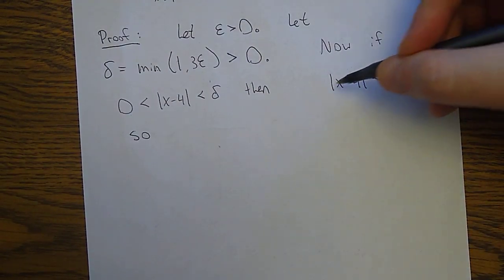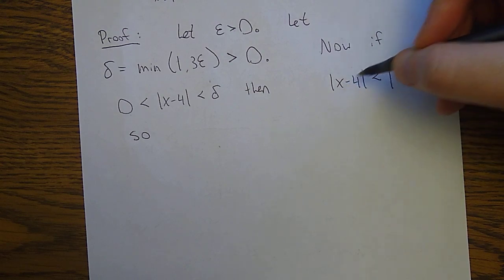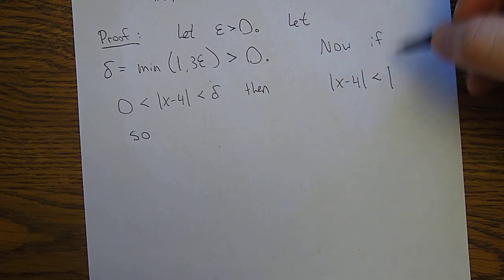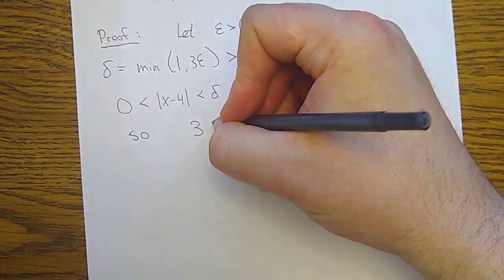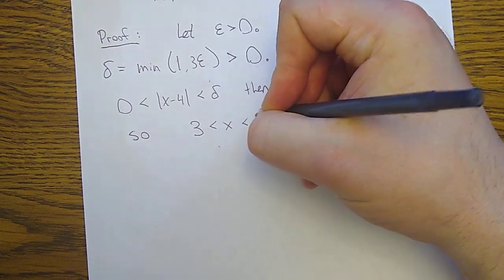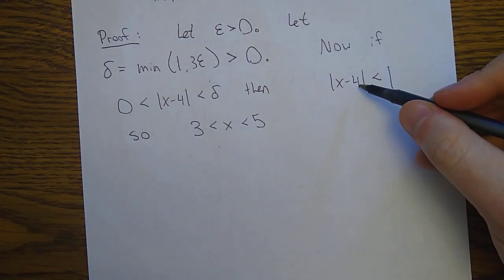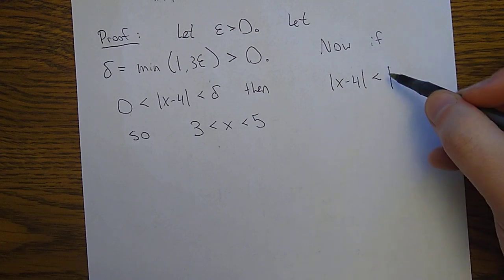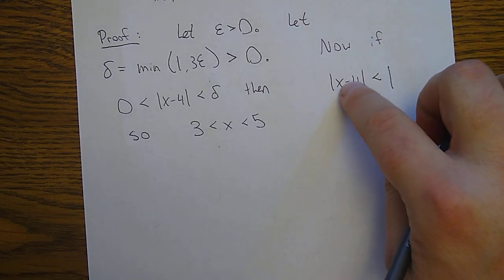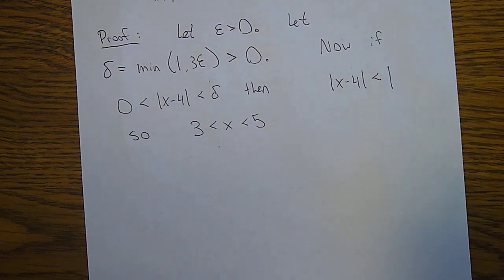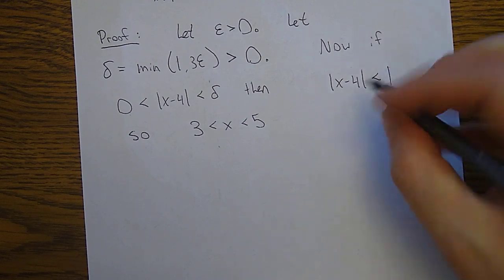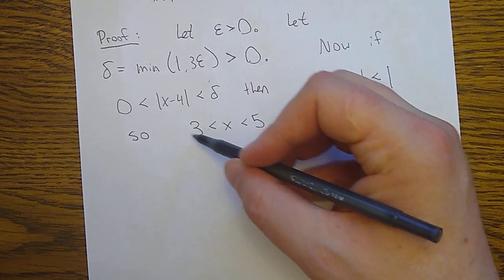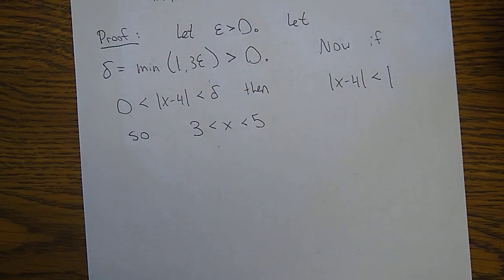Now, maybe I'll go a little bit faster with the algebra than I did in the scratch work. This is telling me that the distance between x and 4 is less than 1. In other words, x is within a distance of 1 from 4. So 4 minus 1 is 3, 4 plus 1 is 5. That's really how I get this. That's how to do it the fast way.